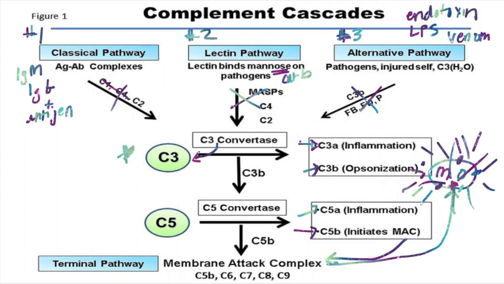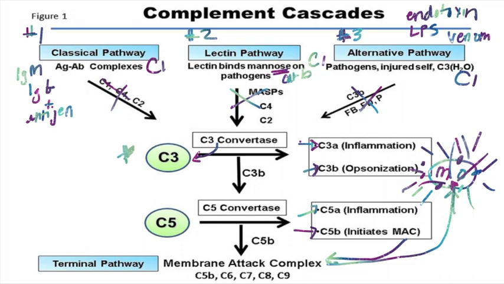So regardless of what way that we get activated, we ultimately end up with the microorganism being blown up by the membrane attack complex. Key terms you need to know: 1, 2, 3, your pathways. C1 is the one that we start with on all of them. You do not need to know these intermediary steps from C1 to C3. So C1 to C3, C3 convertase is going to cleave. We get C3a and C3b. C3a is going to be involved in inflammation. C3b, opsonization. Opsonization means we're going to tag the microorganism.